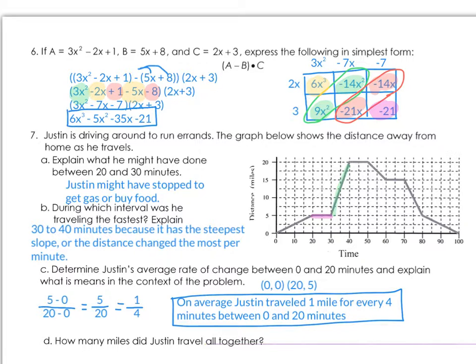Okay, and the last question for this problem says, how many miles did Justin travel all together? So what was his total? Well, if we look, he started at 0, he traveled 5, didn't travel, then he traveled up 20 altogether, right? Because it's 5, and then 5, 10, 15 more, so 20. And then if we look back, he traveled 20 back, so that's 40 miles altogether. So that's the part D answer.